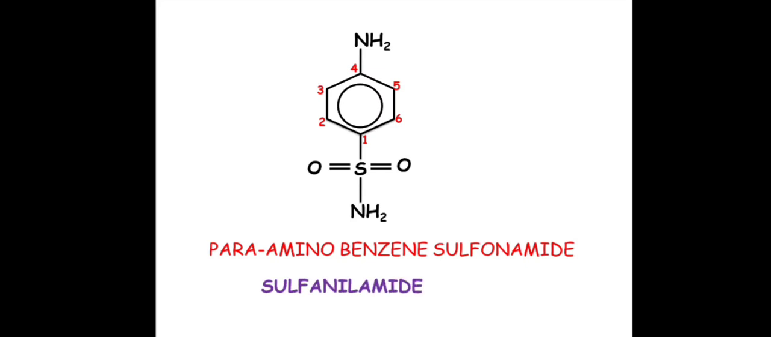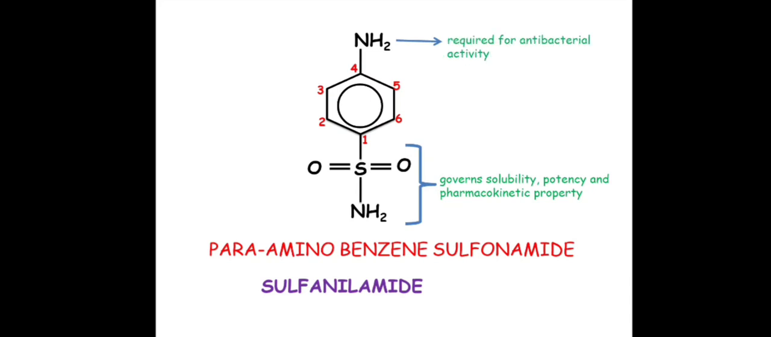Next, on position number 1, we are adding a sulfo with amino group. So the name is sulfonamide. Okay, so para amino benzene sulfonamide, or simply we can call it sulfanilamide. So all sulfonamides may be considered to be derivatives of sulfanilamide, that is, para amino sulfonamide. Next, the first amino group governs solubility, potency and pharmacokinetic properties, and the amino group present at the fourth position is required for antibacterial activity.